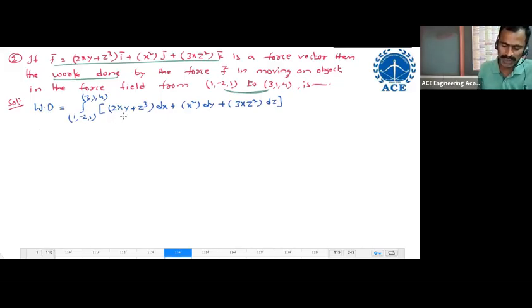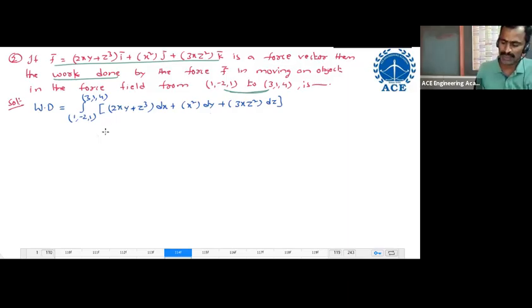Like the previous problem, here it is a function of three variables with respect to x. We cannot integrate it. A function of a single variable with respect to another variable y, we cannot integrate. All three terms cannot be evaluated directly. So in this case, again, we try to convert the line integral to a single integral.